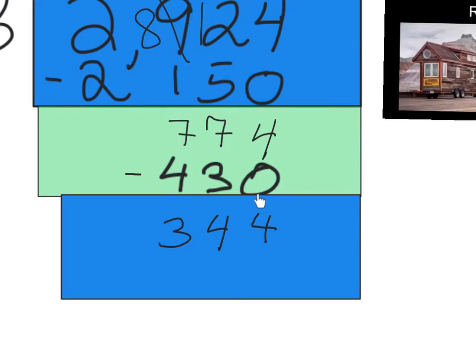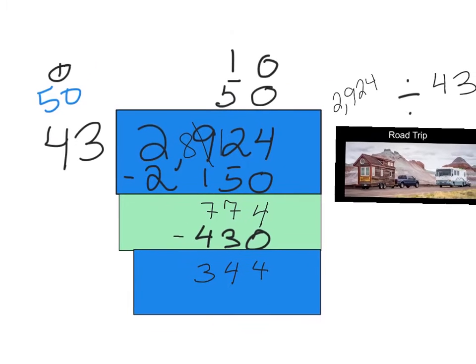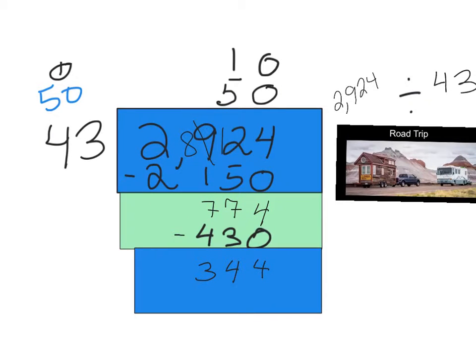And why don't you copy this? I'm going to just shrink it a little bit so you can see all that. And copy the 10 and the 430 and then subtract it and you'll get 344. And then when you're ready, hit play and we'll move on. Alrighty, and here we go.